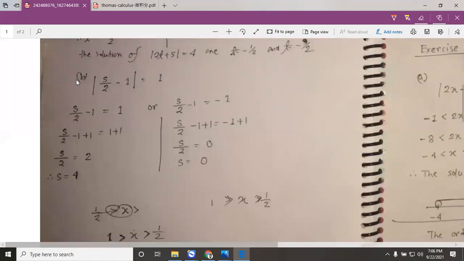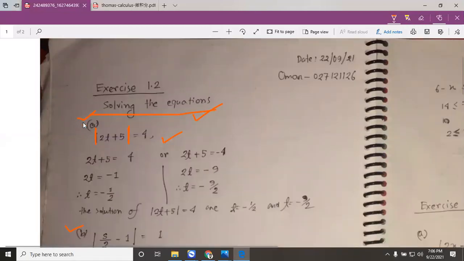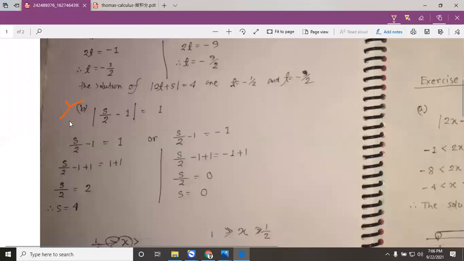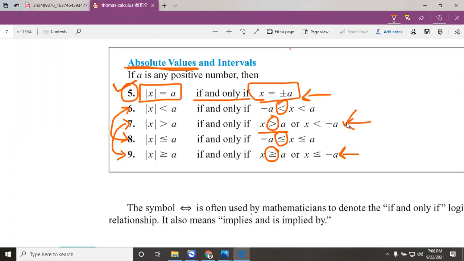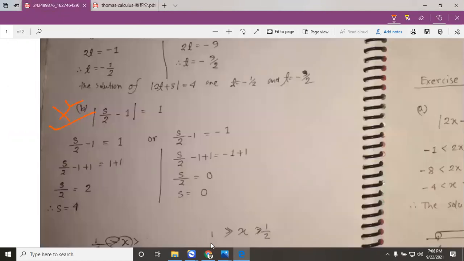Okay, I think number B is also the same. Number B is also the same as number A. So we are skipping number B. Yeah, we can skip it. So we have to find another formation, like properties 7 and properties 8. Okay, 7 and 9. Yeah, 7 and 9.